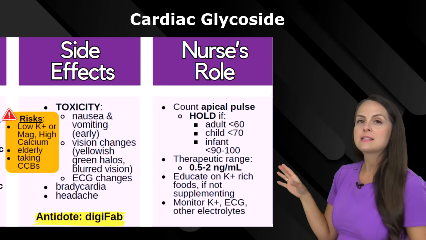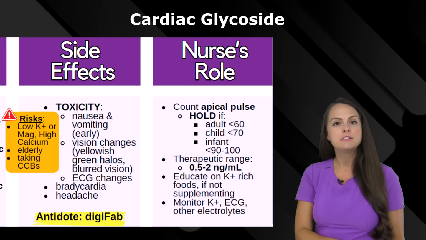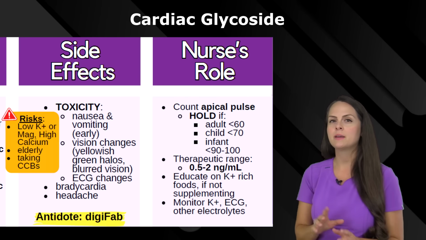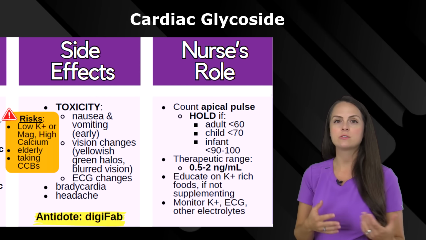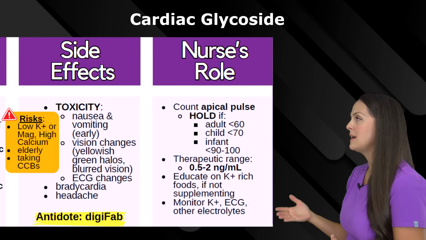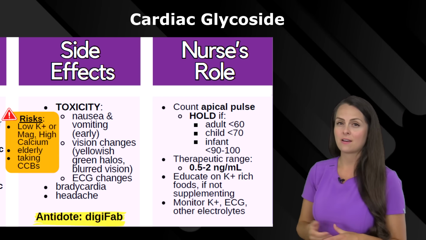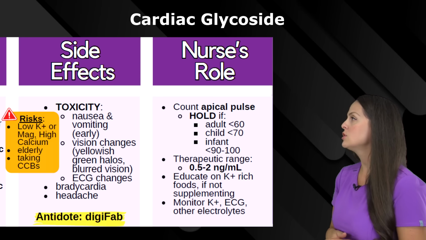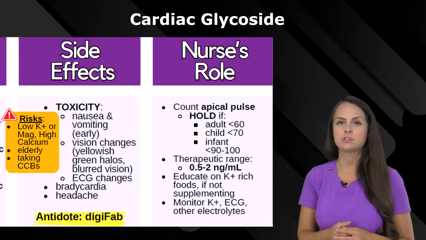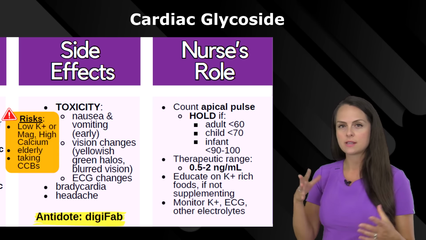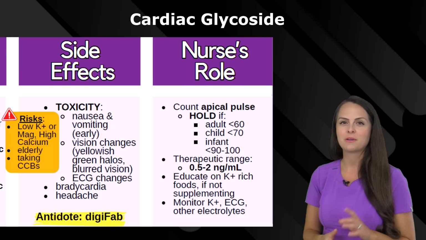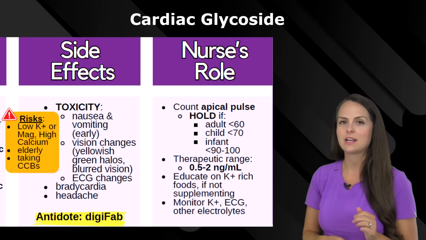So there are some things that increase your patient's risk of developing digoxin toxicity. One thing is electrolyte imbalances. A big one is potassium. If that potassium drops too low, it can increase digoxin toxicity. Also, a low magnesium can do this, and a high calcium. Plus, patients who are elderly are at risk for this, or if they're taking calcium channel blockers. Now, other side effects that can happen with digoxin, of course, are bradycardia, which is why we always measure the heart rate before we give this medication, and headache.